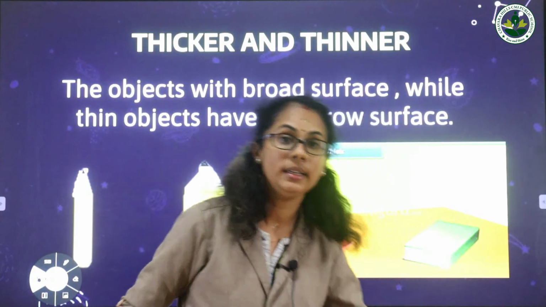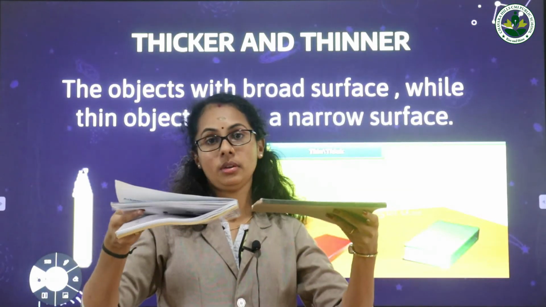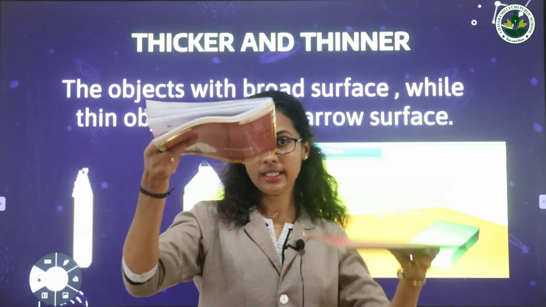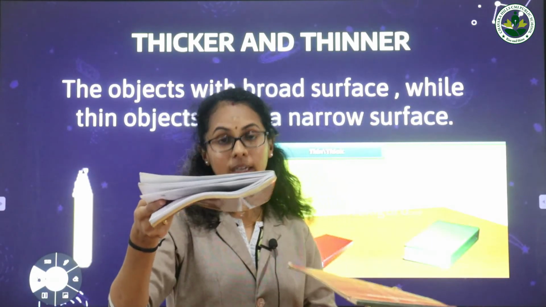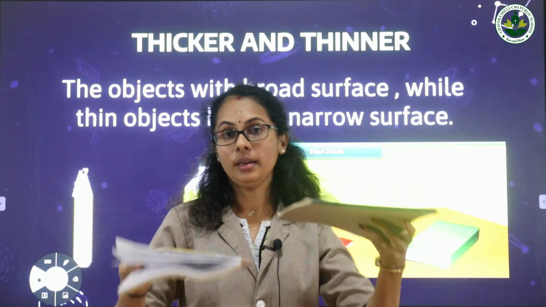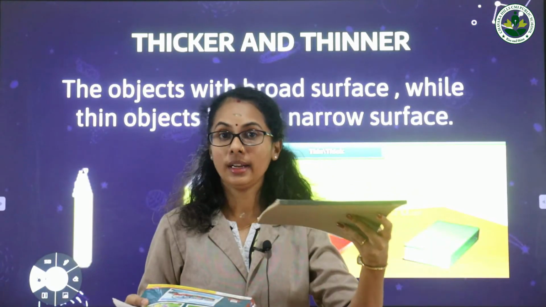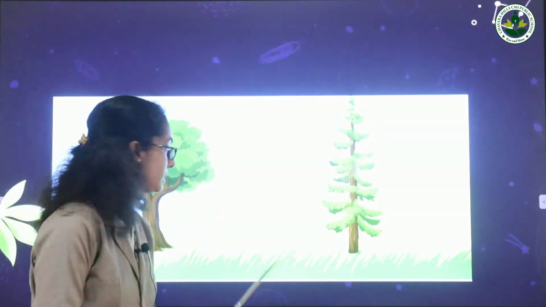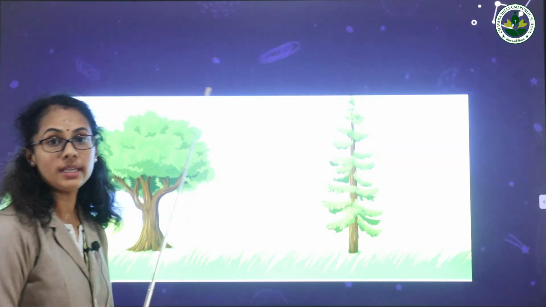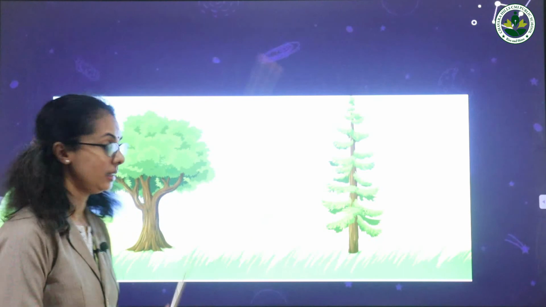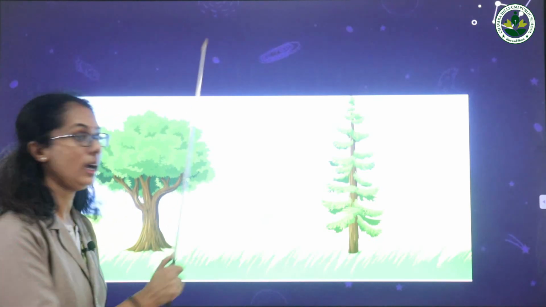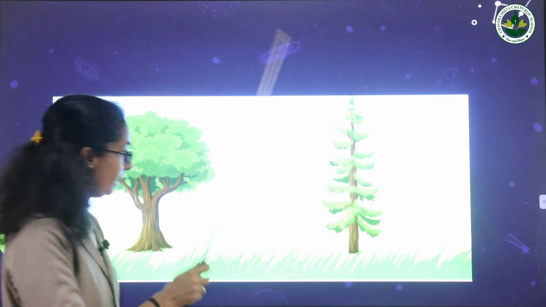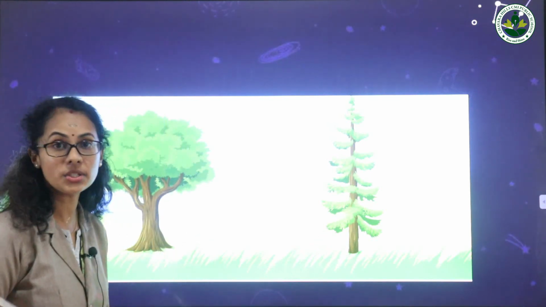Compare these two books. Which one is thicker and which one is thinner? This book is thicker and this is thinner. Broad surface and narrow surface. Compare these two trees, which one is thicker and which one is thinner? This is thicker and this is thinner. This is the thickest one and this one is the thinnest one.